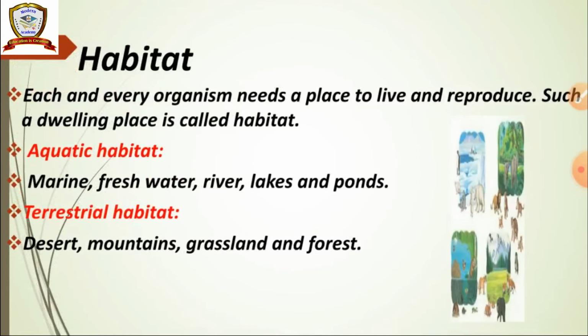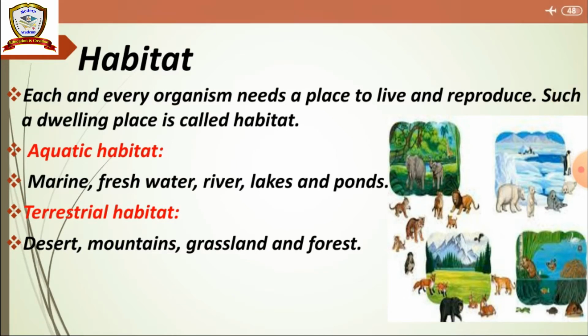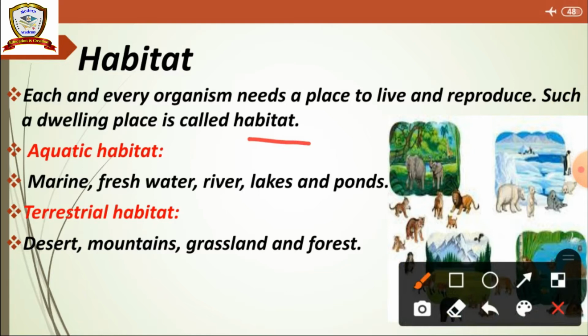Habitat. Each and every organism needs a place to live and reproduce. Such a dwelling place is called habitat. Every living organism needs a place to survive and to produce their young ones. That place is called habitat. Habitats are divided into mainly two types. What are they?